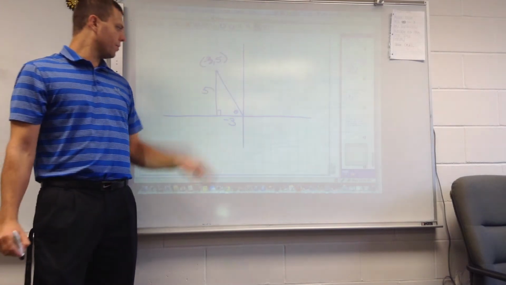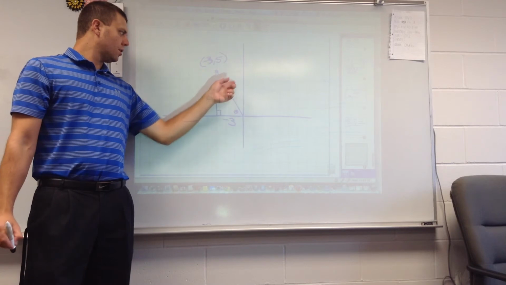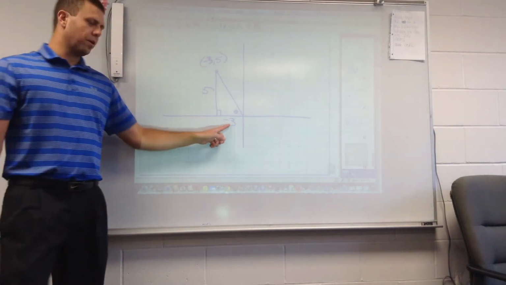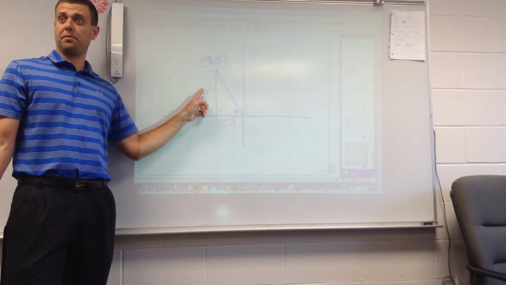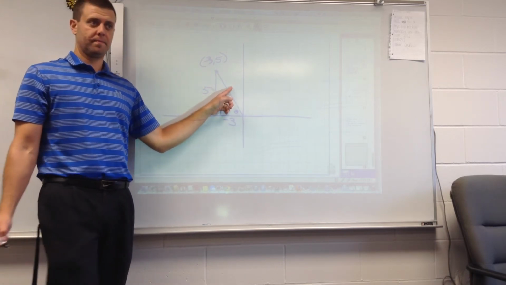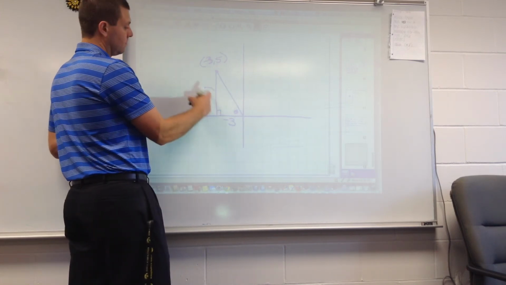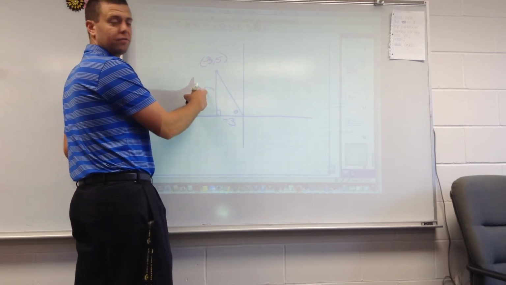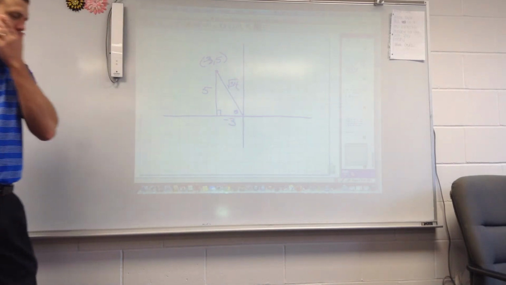So if this is the point -3, 5, this is -3, this is 5 on an xy coordinate plane. Figure out the hypotenuse, Pythagorean theorem, right? This squared would be 9, this squared would be 25, 9 and 25 make 34, so this would be the square root of 34. You guys with me on that? That squared is 9, that squared is 25, 9 plus 25 makes 34. This would be the square root of 34. Okay?